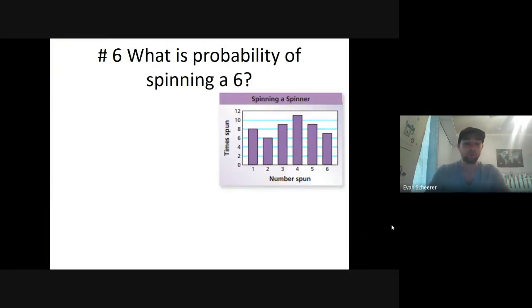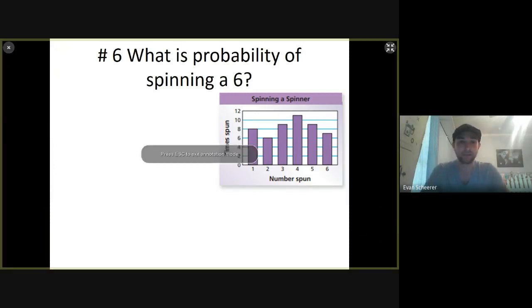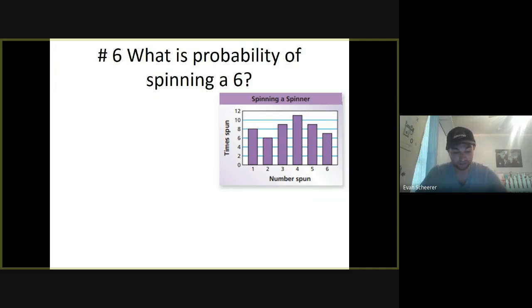All right, normally we would be done. However, I want to do this one last example with you guys. This is one of your homework problems, so make sure you're paying attention. A lot of people get confused with this. What is the probability of spinning a 6? So on this spinner, you can spin a 1, a 2, a 3, a 4, a 5, or a 6, right? Now this is considered experimental probability because you actually spun the spinner a bunch of times.